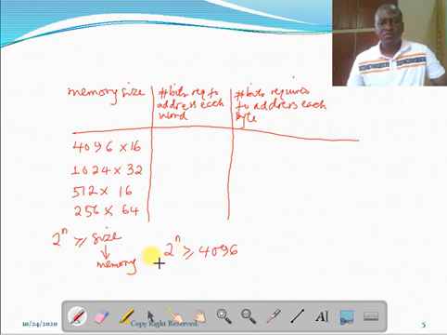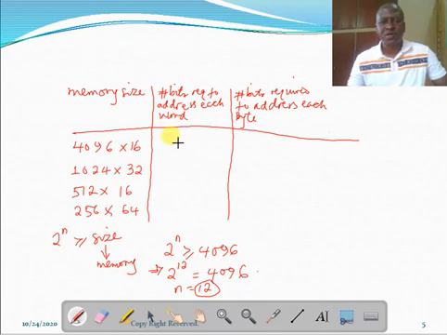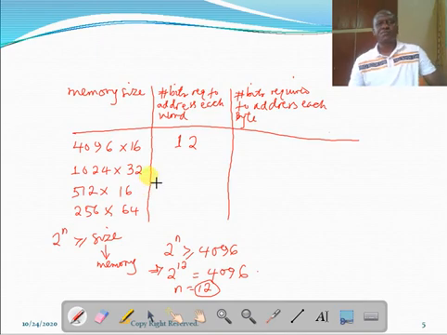From this equation, you will realize by inspection that 2 raised to the power of 12 gives you exactly 4096. So in other words, n equal to 12 gives you the number of bits required to address each word in this particular memory.